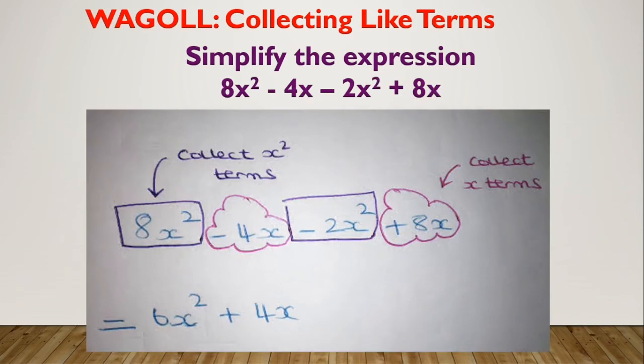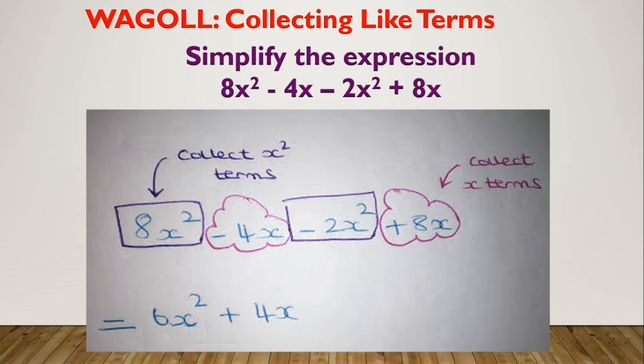Okay, this one here now, I want you to copy this example. It says x squared minus 4x plus 2x squared plus 8x. So now, look, we've got two terms that have an x squared with them, and we've got another two terms that have only an x.